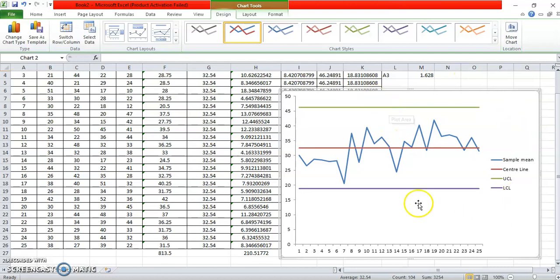So in this case, we learned how to construct an X-bar chart when the process variability is unknown, and we have the sample standard deviation as an estimator of process standard deviation. So I hope the concept of exploring this S-bar chart on the Excel sheet is clear to you.